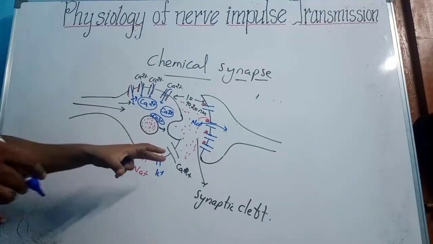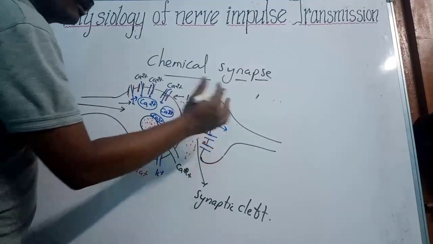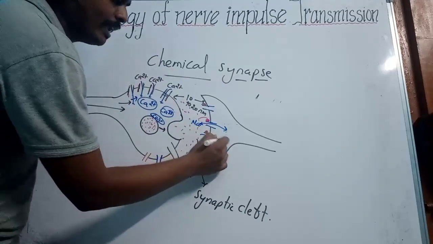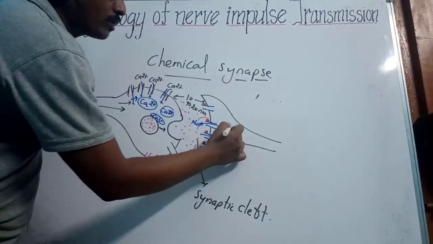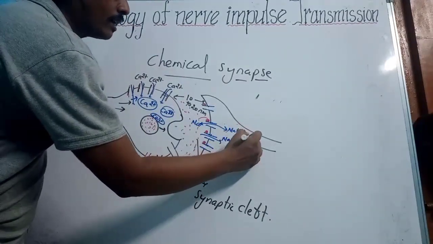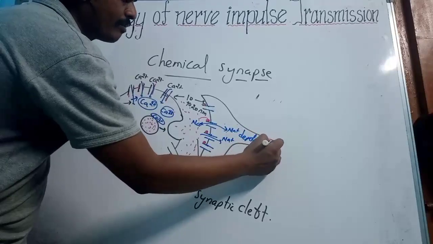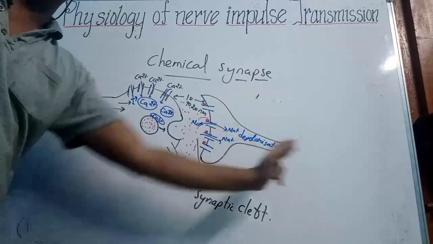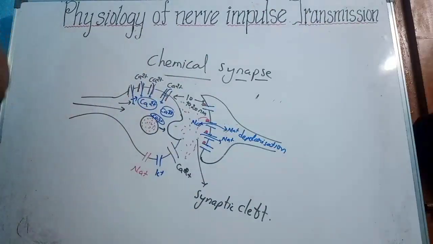So these are ligand gated channels, as I have said. If they activate the sodium ligand gated channels, sodium gets in. So we have lots of sodium, which will start the depolarization wave. Is it or not? So now this nerve is also activated. The wave will continue as we have discussed in the previous videos.